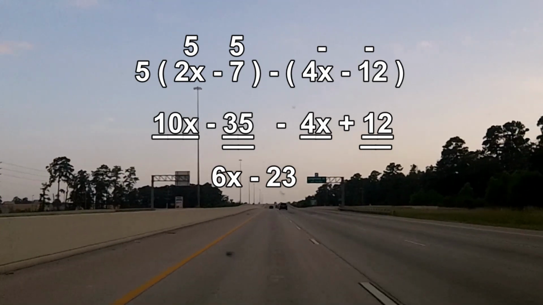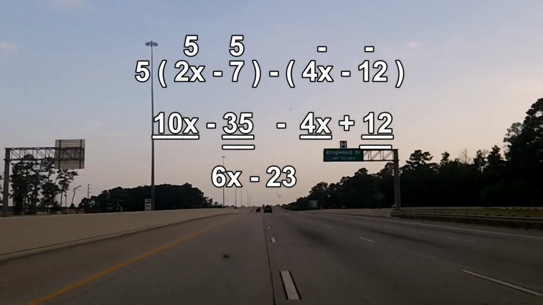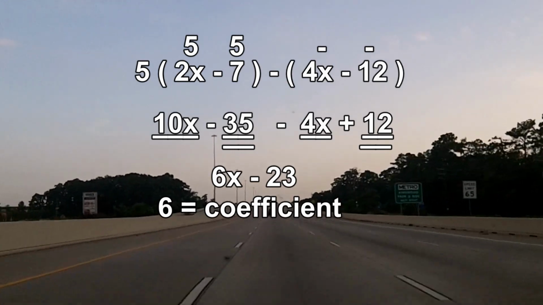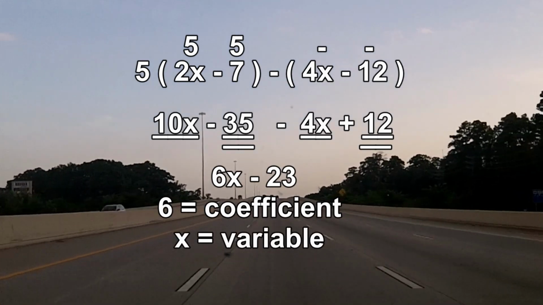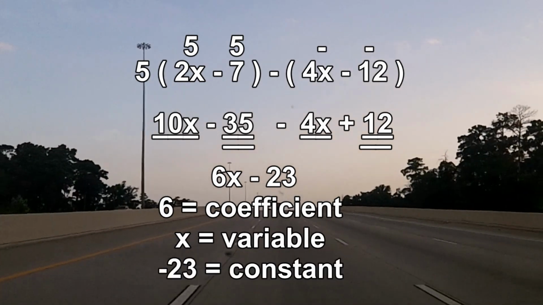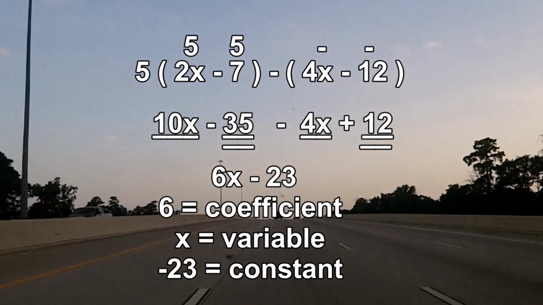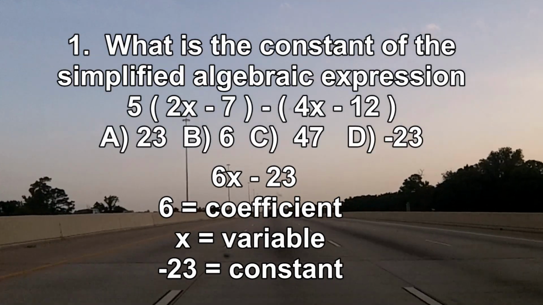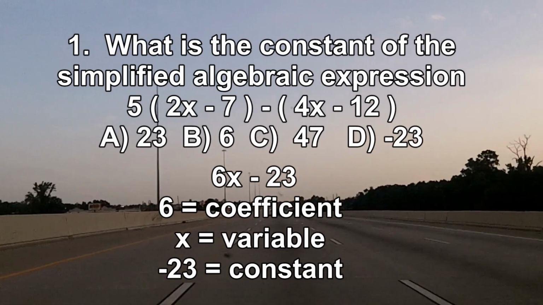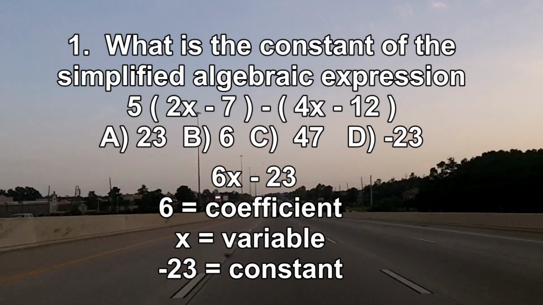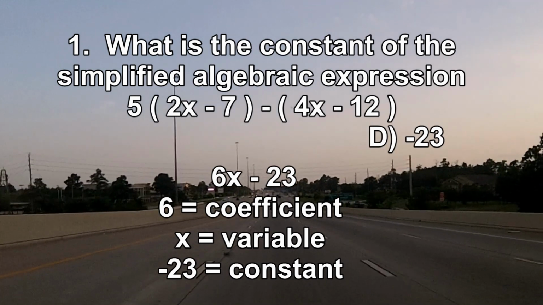Remember that your answer will have different parts. The 6 will be the coefficient. The letter x is called a variable, and the number without a letter, or the negative 23, is called a constant. If you were to go back to the problem, it wants the constant of the simplified algebraic expression. The constant would be negative 23, or choice D.